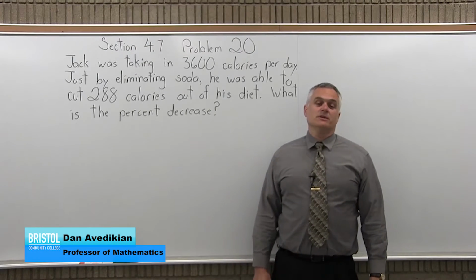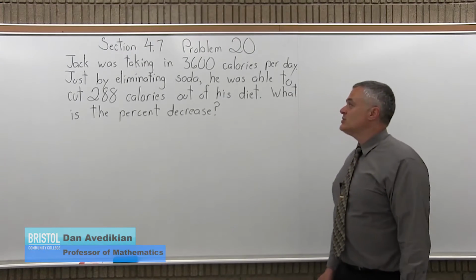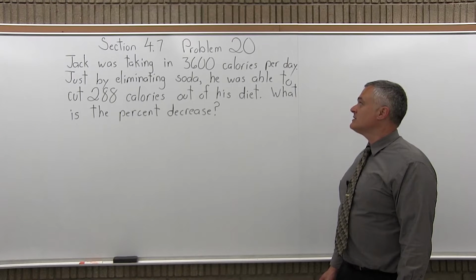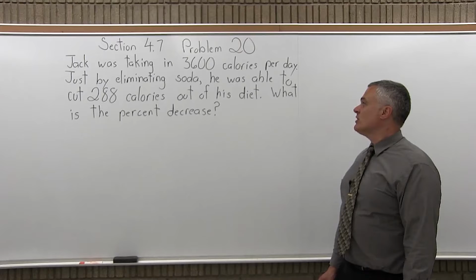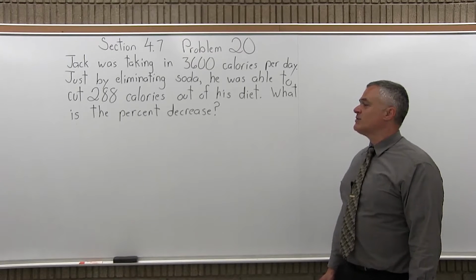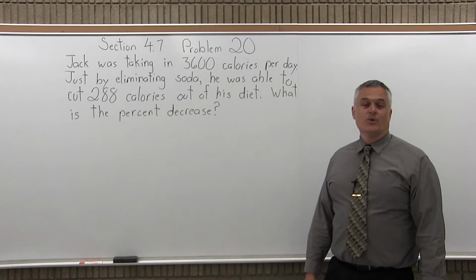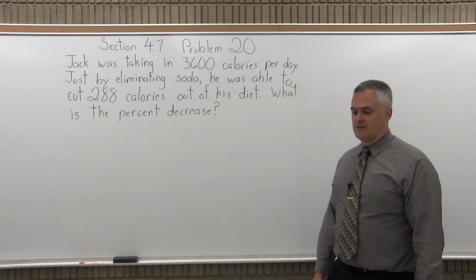This is Section 4.7, Problem 20. It says Jack was taking in 3,600 calories per day. Just by eliminating soda, he was able to cut 288 calories out of his diet. What is the percent decrease?